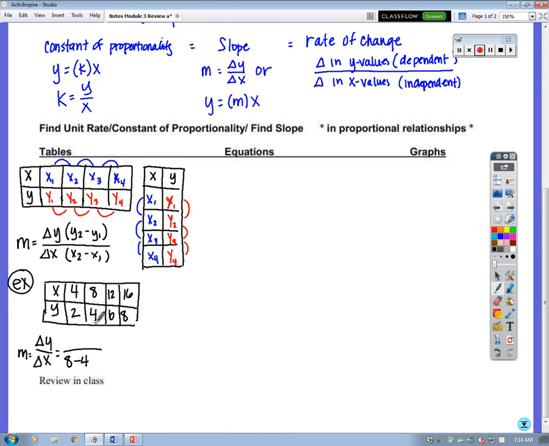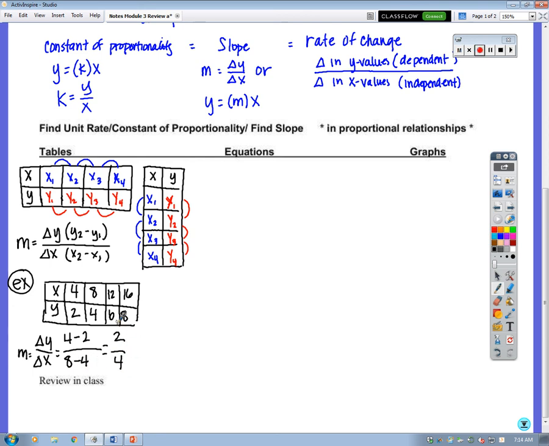And then I'm going to look at the corresponding y values. So 8's corresponding y value is 4 here. 4 minus the corresponding y value here, which is 2. So my change in y I'm looking at here is 4 minus 2. And my change in x is 8 minus 4. I'm trying to find the difference, the change in the values. So 4 minus 2 is 2. 8 minus 4 is 4.